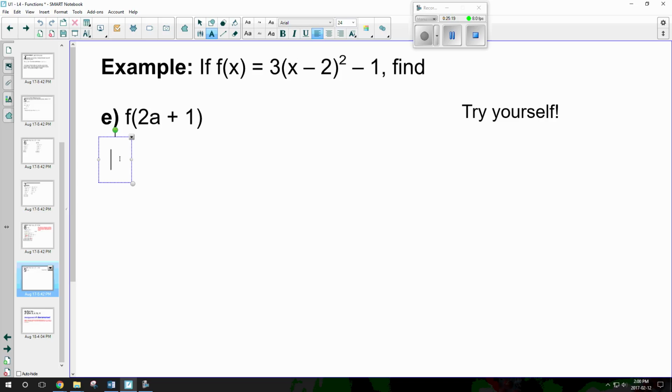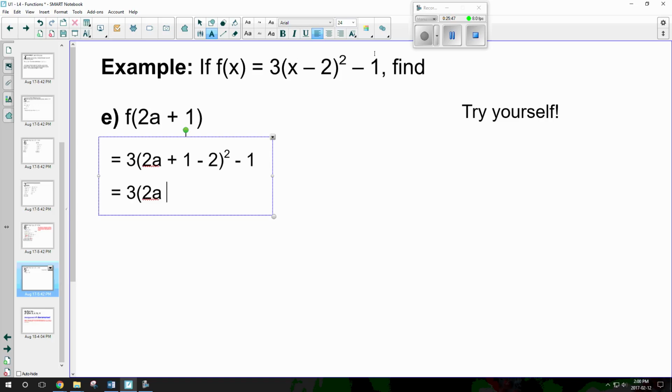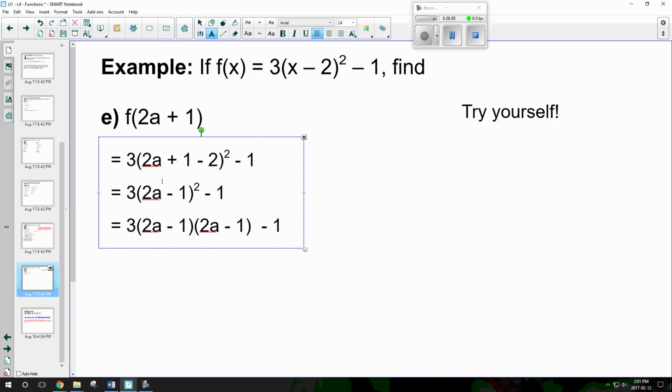Okay, so hopefully everyone has now given it a try and you all have your solution. So let's just double check to make sure that they are correct. So we're plugging in a 2a plus 1 into our brackets where there is an x. Then we have the minus 2 squared minus 1. And let's simplify inside our bracket. So we get 2a minus 1 inside the brackets, and that's squared minus 1. And then that means that we have two of those brackets, 2a minus 1 multiplied by 2a minus 1 minus the 1 at the end.